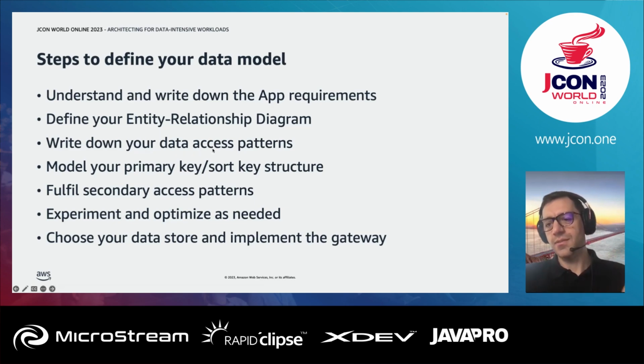So you need to write down how you access those entities and what the relations between them are, to satisfy those data access patterns. And then you model your primary key, your sort key, and your secondary patterns, right? And once you have that, you need to experiment to do some optimization as needed for your application. So until the last step, you can actually build your application with just a plain file, a JSON file. You can mock it at the end, right?